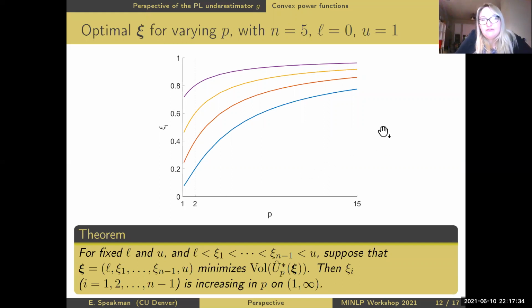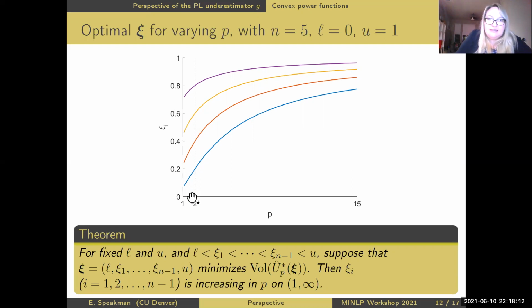And I have 4, N is 5, so I have 4 linearization points. The bottom blue line represents the first linearization point, etc. The x-axis is P, the y-axis is the optimal value for this linearization. So if I look at P equals 2 and go up, I can see that the optimal value for the first linearization point is 0.2, second one is 0.4, third is 0.6, fourth is 0.8. And this is exactly what I would expect, right? Because that's equally spaced, and I said equally spaced was optimal.